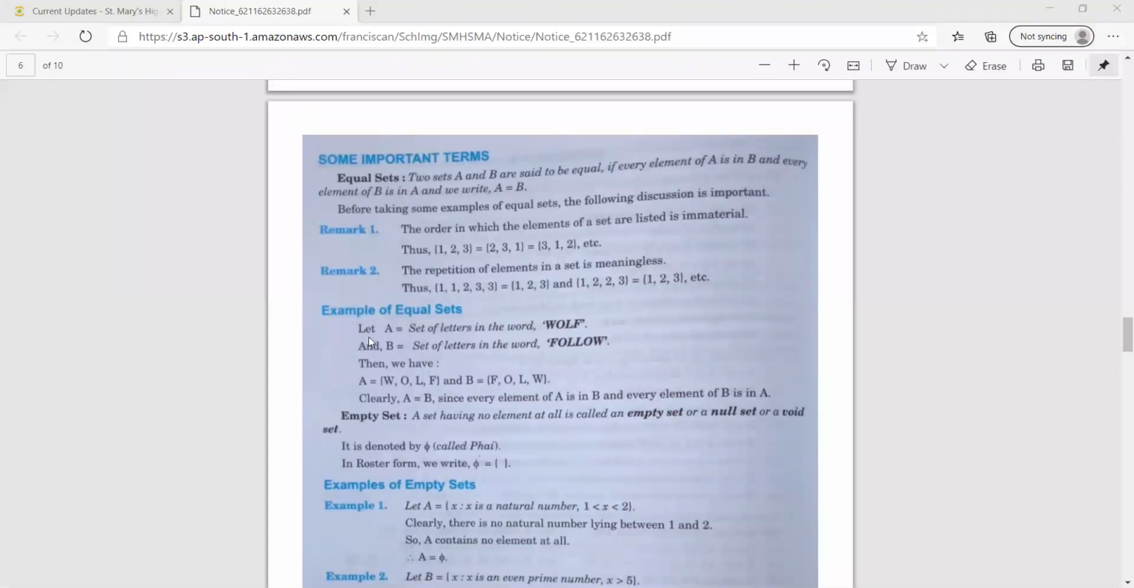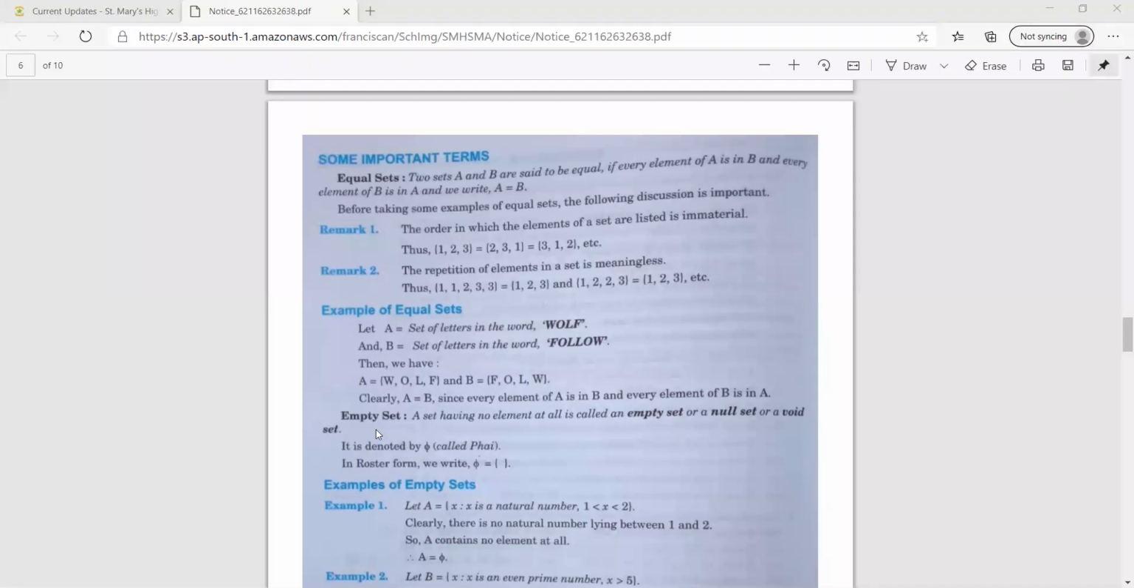Example of equal sets. Let A equal the set of the letters in the word WOLF, B the set of letters in the word FOLLOW. This I did with you a little while ago, isn't it? So A will be {W, O, L, F} and B will be {F, O, L, W}. I showed it to you how. Clearly, A equals B since every element of A is in B and every element of B is in A.